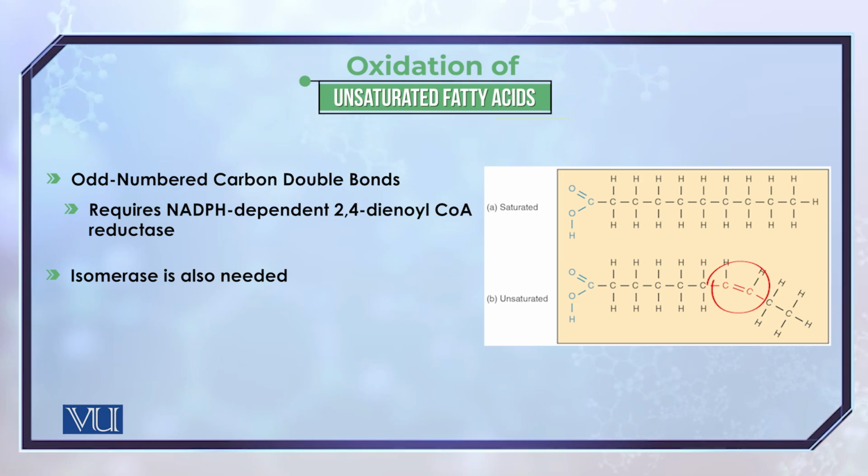in addition to the isomerase enzyme, the dienoyl CoA reductase enzyme. So this NADPH dependent enzyme is needed in addition to the isomerase enzyme if we are talking about the even number, if the double bond is at an even number. So it's not odd, read it as even number carbon double bonds.